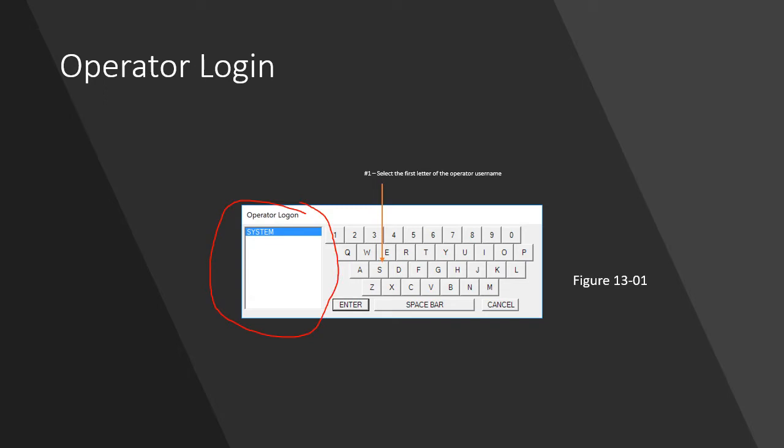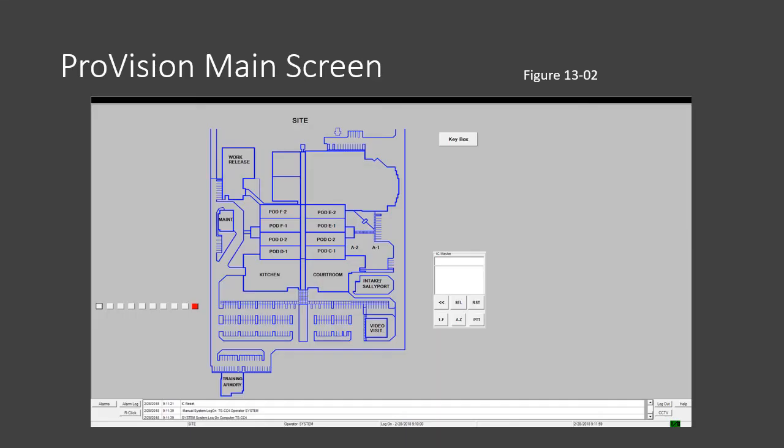Once you do that, then you'll want to select the username that you're logging in under. Then you'll enter in the password for that same user, and then lastly you'll press the enter button, or you can press the enter key on your keyboard. Once you've logged in, it will automatically log you into the default screen for this particular project.